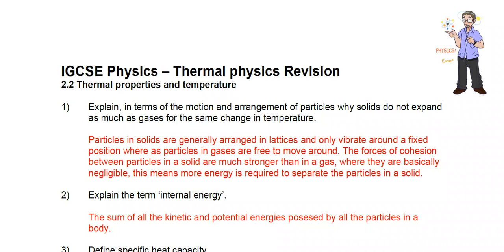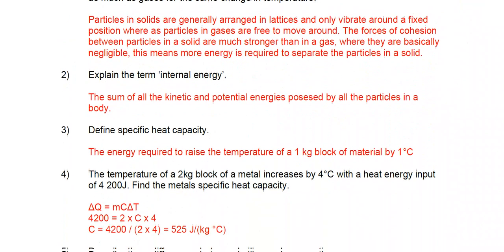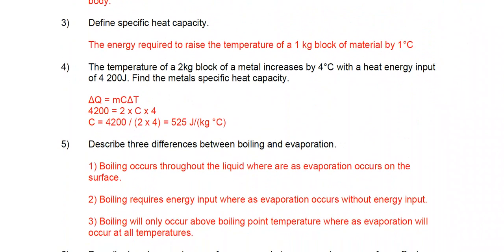Explain the term internal energy. Well, it's the sum of all the kinetic and potential energies possessed by all the particles within a body or object. Question number 3. Define specific heat capacity. Well, it's the energy required to raise the temperature of a 1 kilogram block of material by 1 degree centigrade.